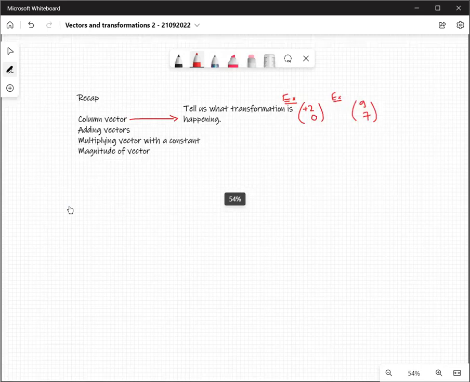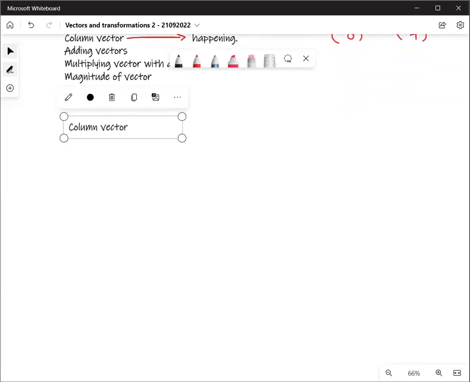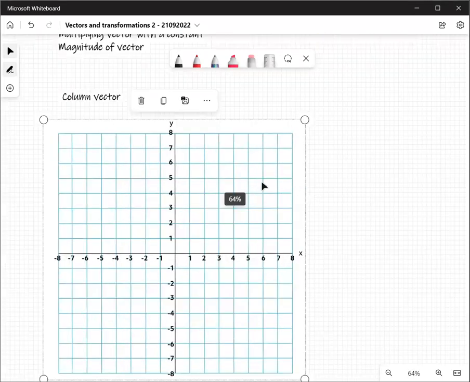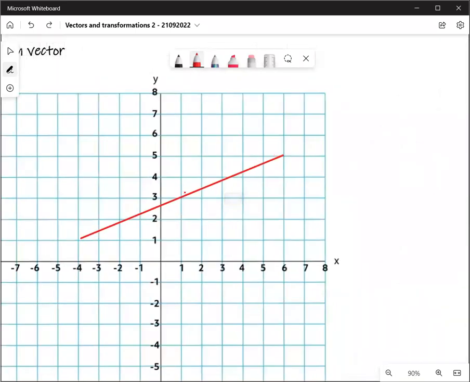Let's start with column vectors today. Just one question on it. A column vector. What does it look like? We need to look at a graph first. Now tell me, what is the column vector for this line? This vector. From here to here.